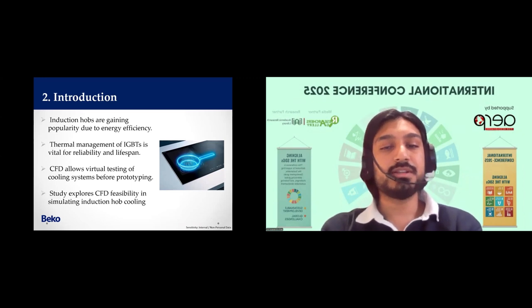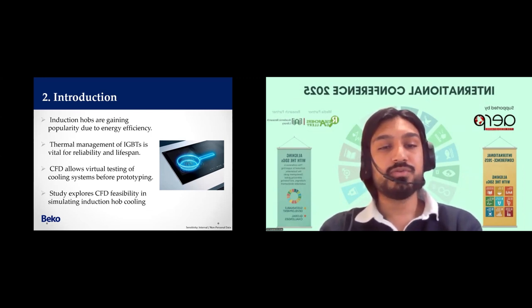In recent years, induction hobs have become increasingly popular because of their high energy efficiency compared with gas or electric cooktops. However, they rely heavily on power electronics, especially IGBT modules, which generate substantial heat during operation. Therefore, effective thermal management is vital to ensure reliability, prevent component degradation, and extend the life of the product.